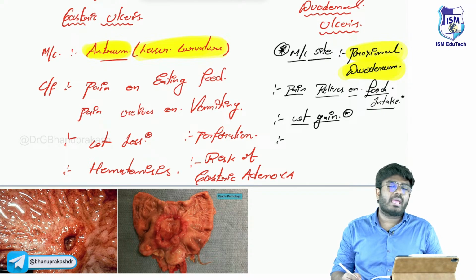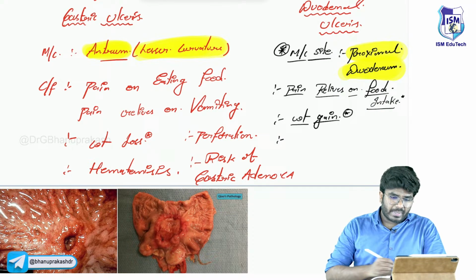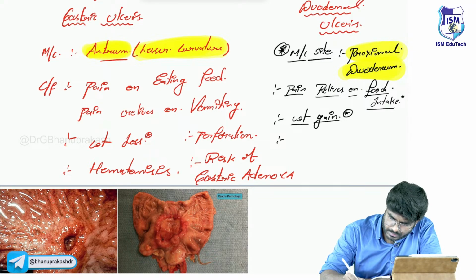Okay, it's not hematochezia. Hematochezia is the fresh bleeding that comes out in the stools. I'm talking right now about melena. Melena is the black colored stools. It's because of the bleeding. Okay, melena.